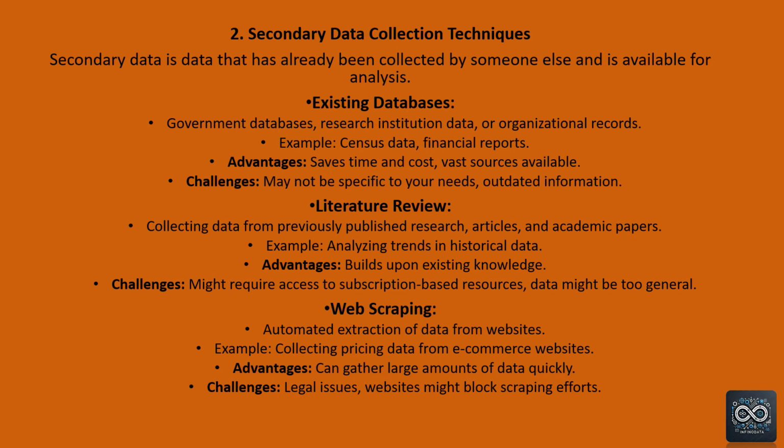So the types of secondary data collection techniques are: first is existing databases, like government databases, research institutional data, or organization records. Example, census data, financial reports. Second is literature review, collecting data from previously published research articles and academic papers. Example, analyzing trends in historical data. Third is web scraping, automated extraction of data from websites. Example, collecting pricing data from e-commerce websites.